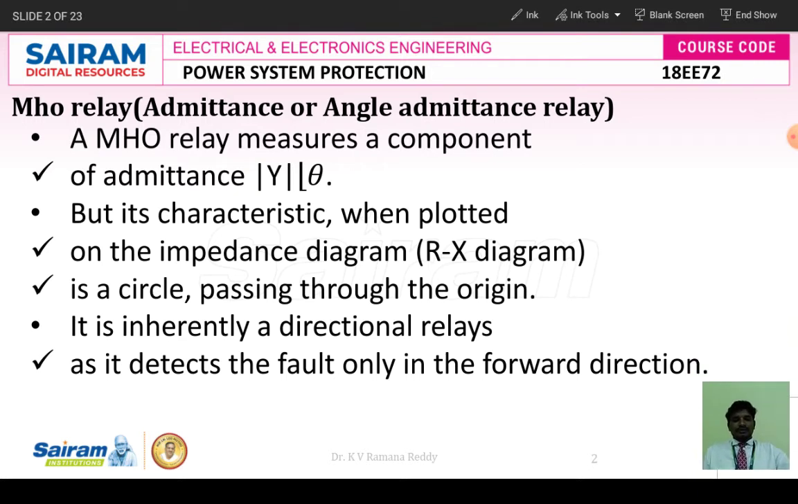To discuss the Mho relay, or admittance relay, or angle admittance relay, it is similar to earlier topics like the impedance relay or reactance relay. In the case of the impedance relay and reactance relay, we calculate the impedance and reactance value, and whether it is greater or less than the value of K is the condition that must be satisfied to operate the relay and give the trip signal.